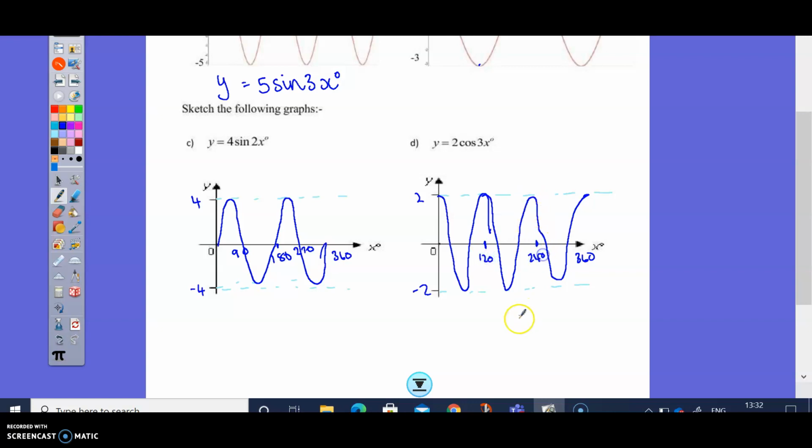So each one is going to finish after 120 degrees. So that'll be 120, 240. Halfway again, if we want to split it up further, would be 60. 180 would be halfway again. Halfway again, there would be 300. So we're going up in 60s along the even parts here. Okay, I'll leave you to try some of these.